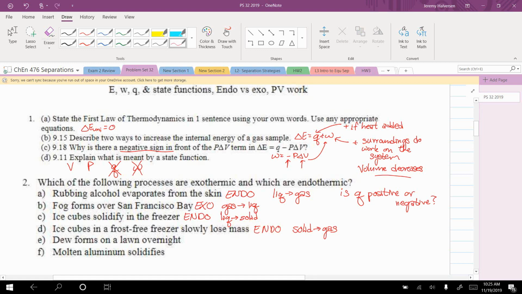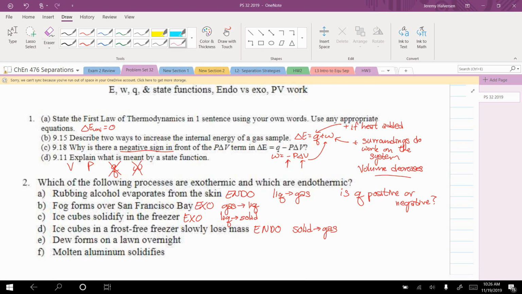All right. Oh, I think I just realized this one is incorrect. Ice cubes solidify in the freezer would be exo. Okay. Let me check to make sure the rest of these are right too. So it's going to be endo, exo, exo, solid to gas to endo.